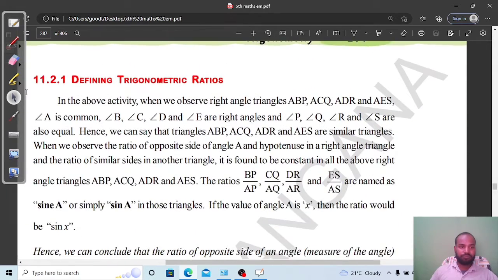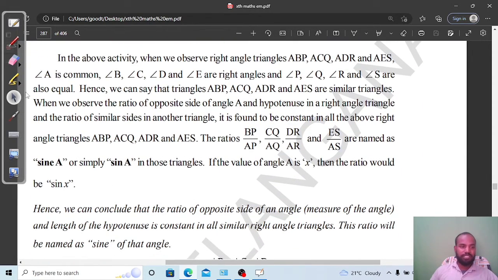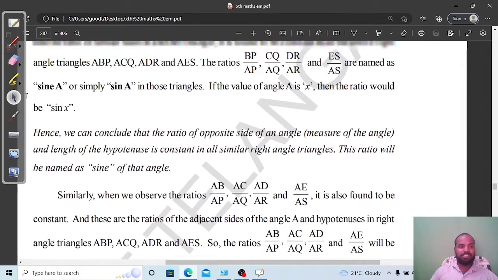Now, defining the trigonometric ratios. Here I forgot to say, sin A. What is the spelling here? SINE, sine A. But we simply write it as sin A. Next, what is the sin A formula? Sin A is opposite by adjacent. Sorry, the sin A formula is opposite by hypotenuse, right? I am confusing, don't worry. So this is sin A.